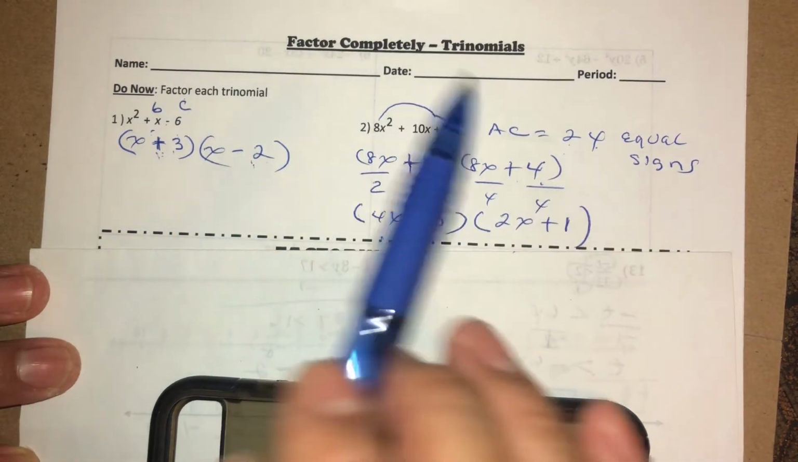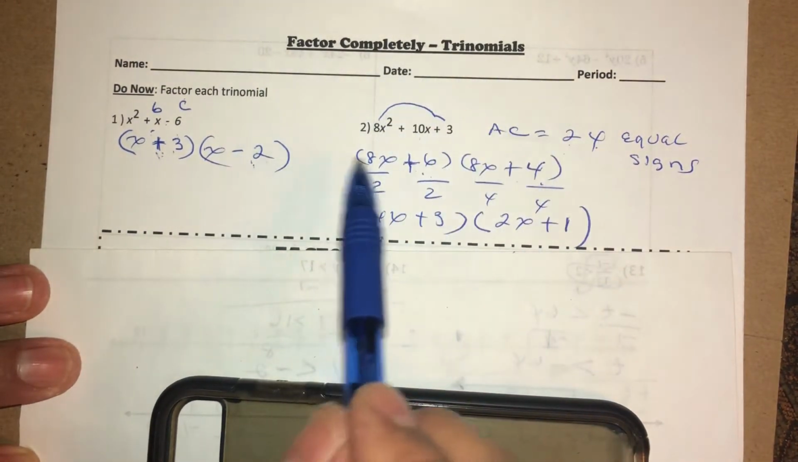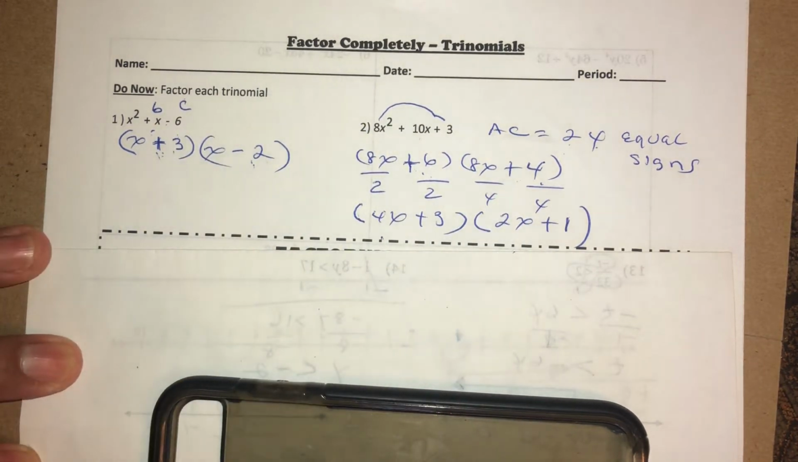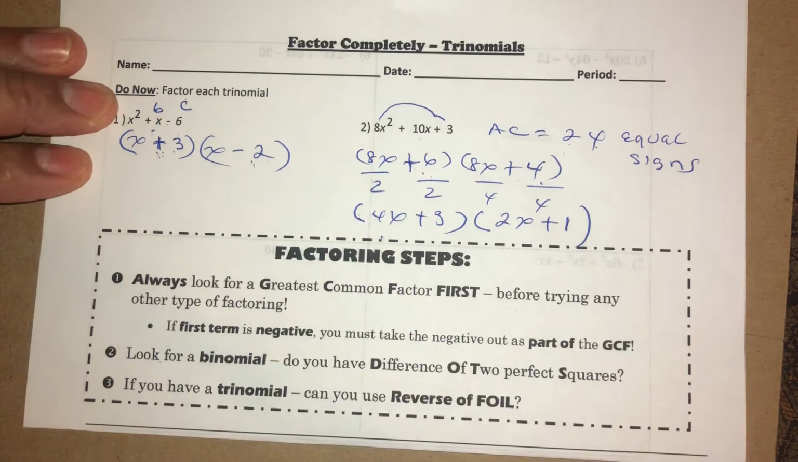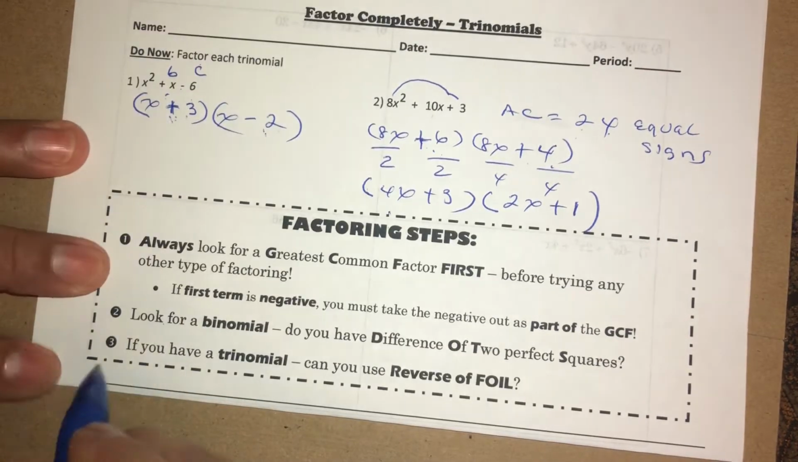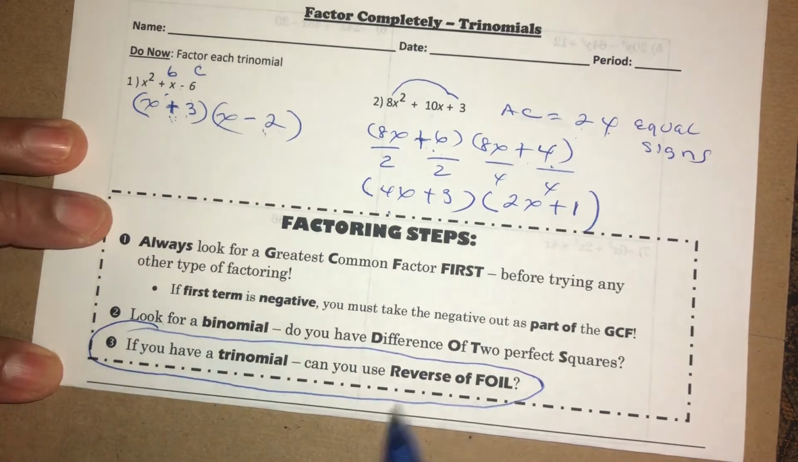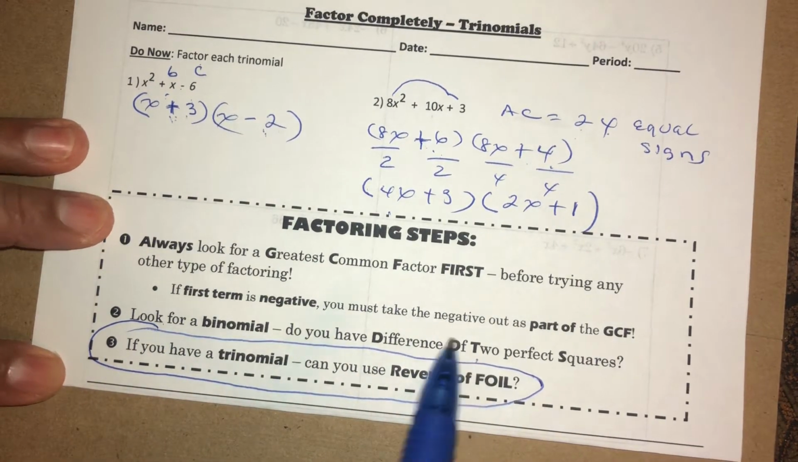Okay? So, let's get to work. I wrote this step there for you, so today we're doing this, okay? We're using the reversal FOIL. Yesterday we did difference of squares.